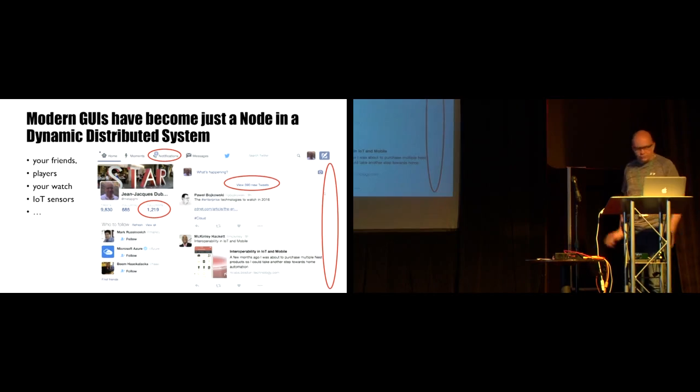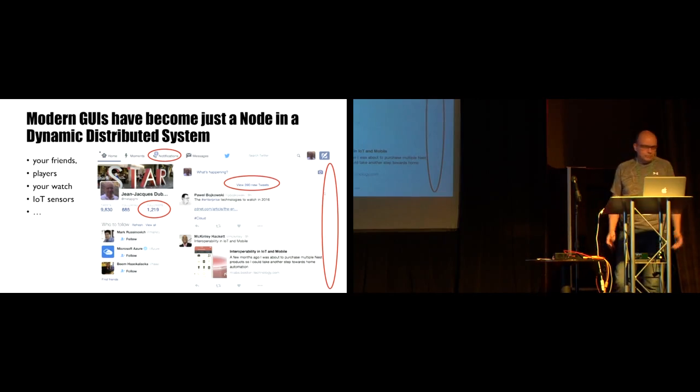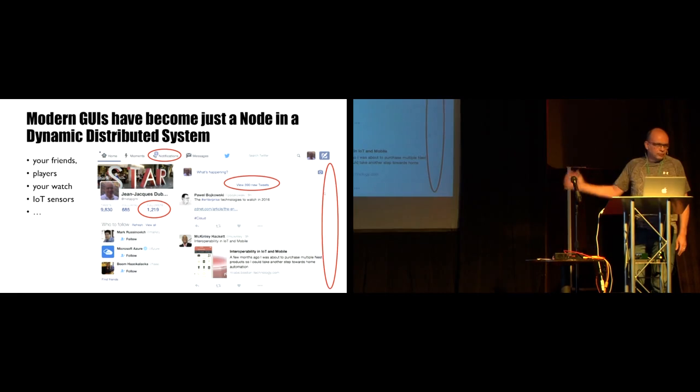Just to set the stage of the discussion, I think everyone knows that modern graphical user interfaces have become just a node in a dynamic distributed system. It's not what it used to be. I don't think people want to build front ends that look anything different than what you see everywhere. That would involve friends and players, your watch, IoT sensors, interacting with the GUI just as much as the user would.